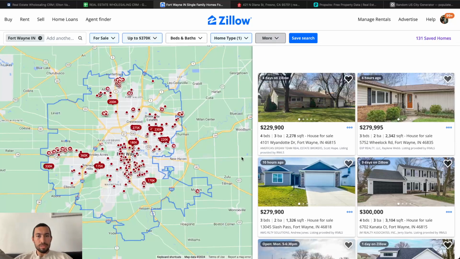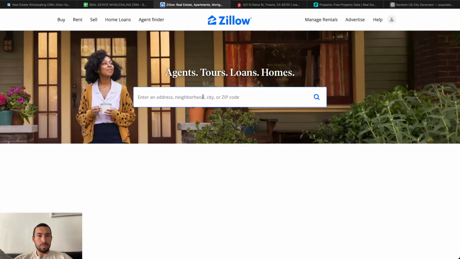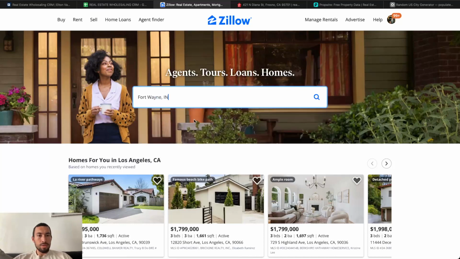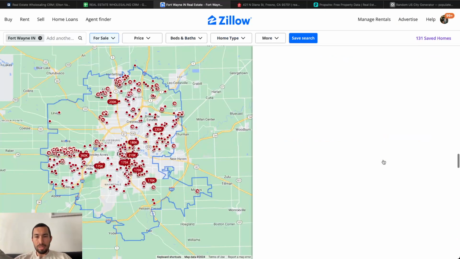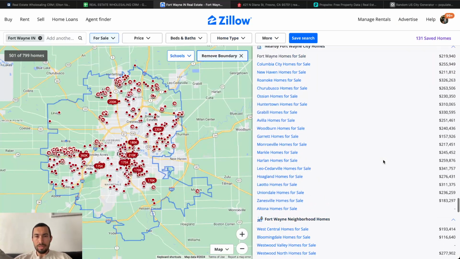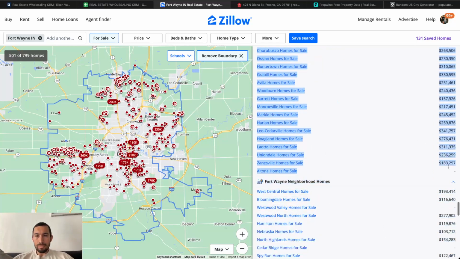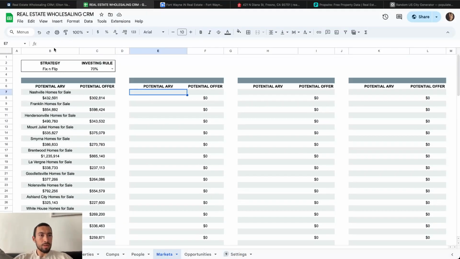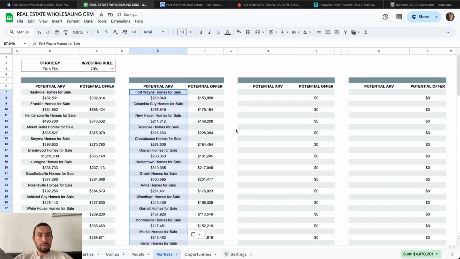Oh, I forgot to reset this. So here, bam, let me reset all those filters. Let me go back to Zillow, Fort Wayne, here we go, Indiana, bam, about 800 properties on market. Let me scroll through all these properties, copy, head over to my market CRM, head over to the top section, paste, values, bam, boom, there it is.